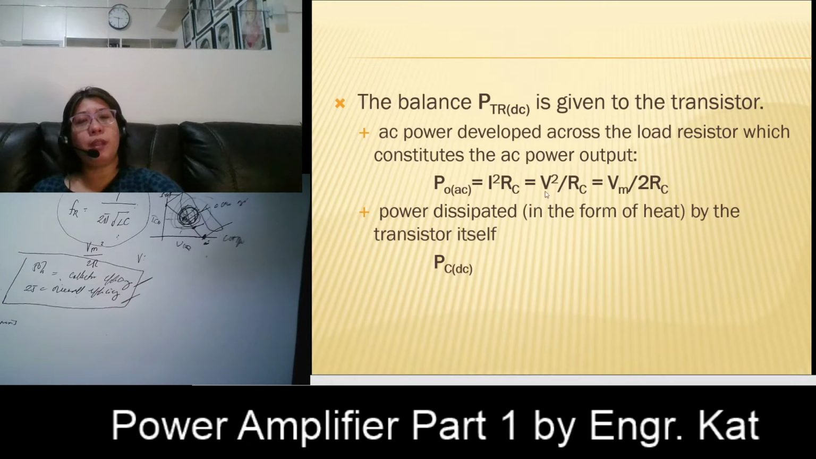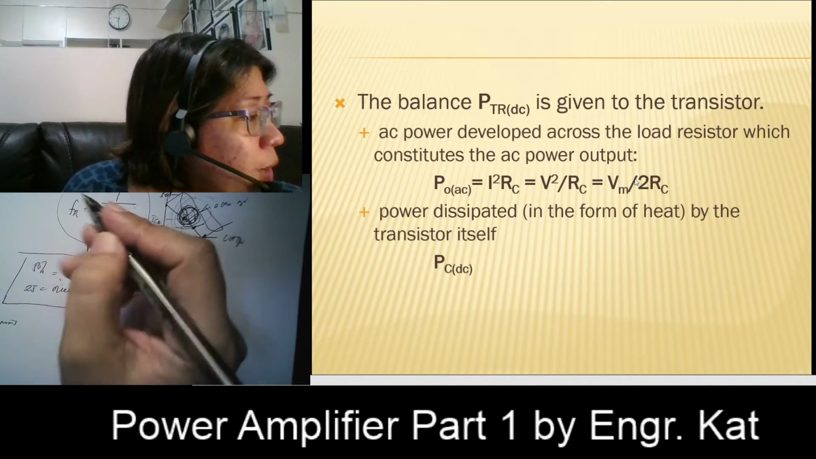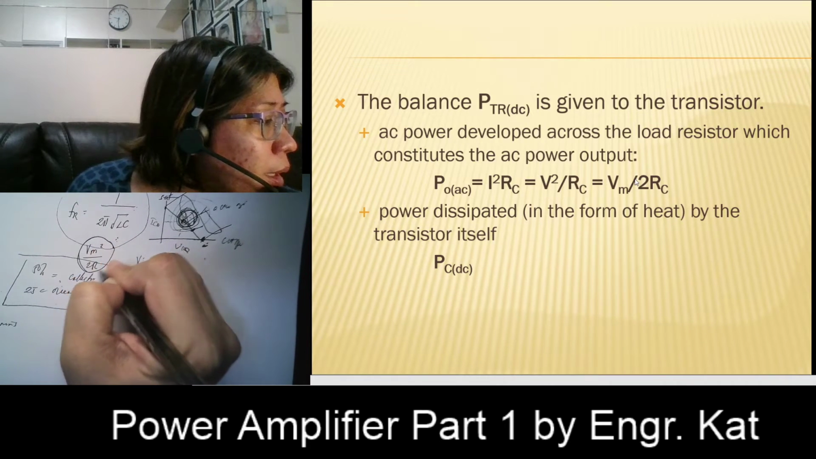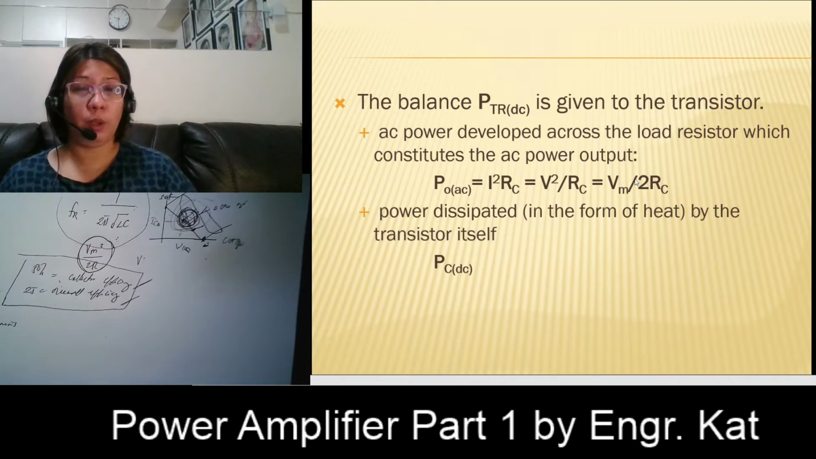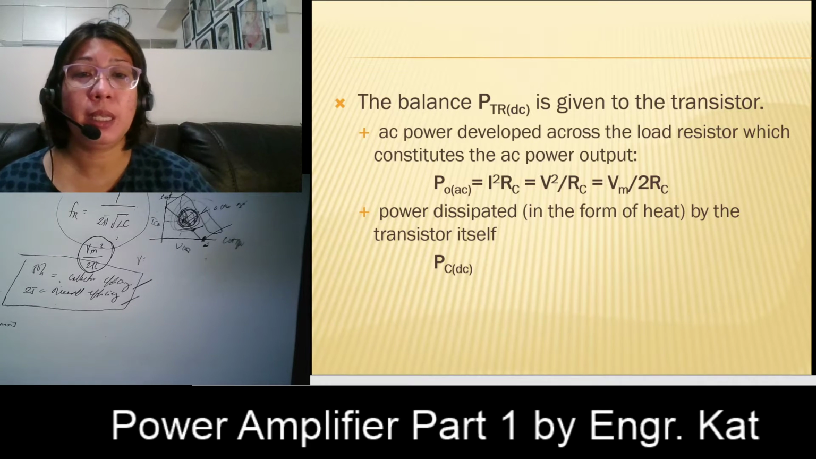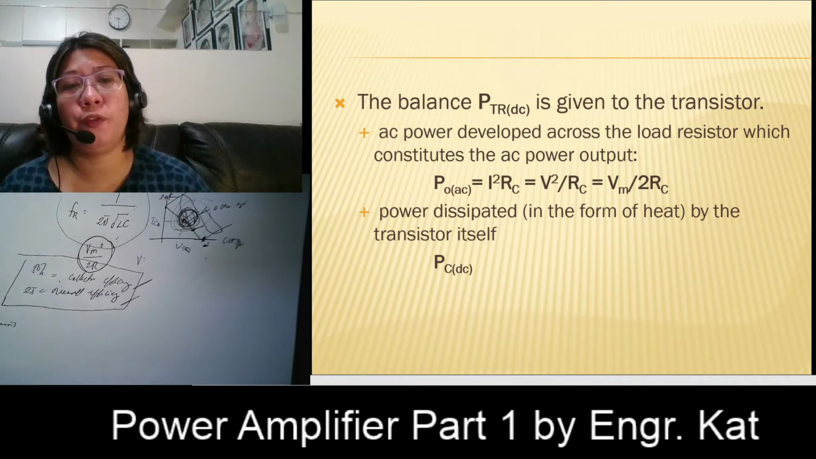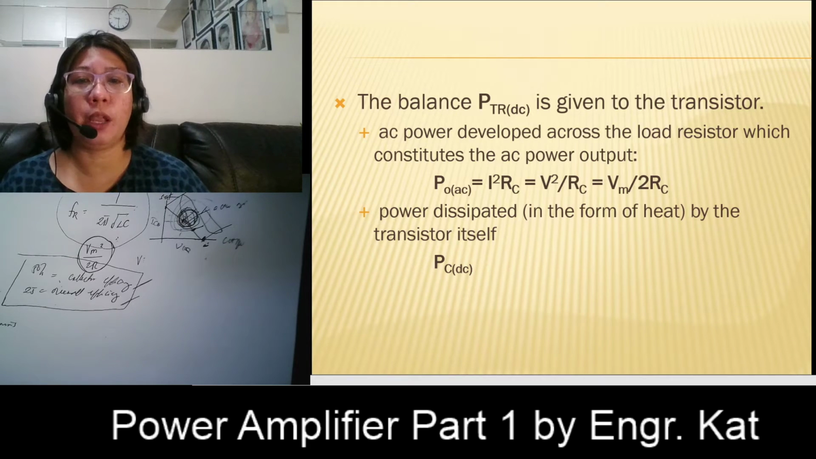You always remember that your I and your V here are in terms of RMS. If it is not in terms of RMS, if it is in terms of peak voltage, you have to convert that into RMS. If peak voltage is given, it is given by VM squared, so it must be VM squared divided by 2RC. That means we have already converted that into RMS form.